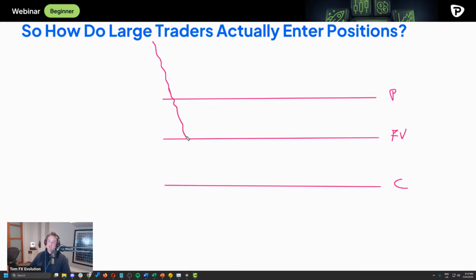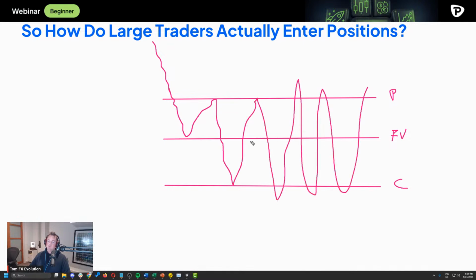So as a market comes into this zone, it might start to form price action that looks kind of like this. Now, many of you will know that as a channel or a range bound market or an area where markets are finding a level of equilibrium.